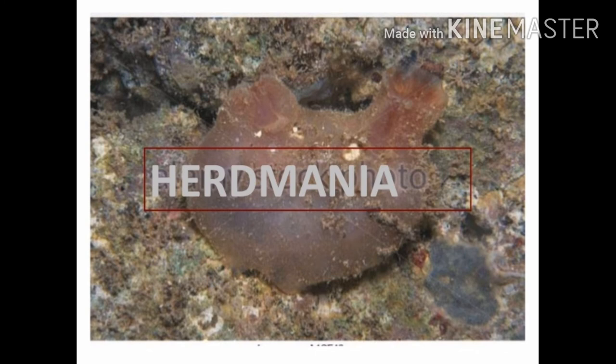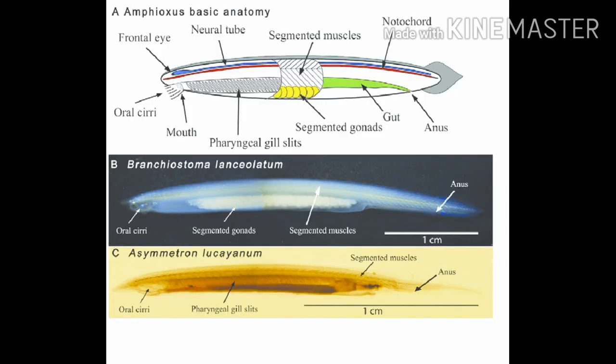Now we will learn the characteristics of cephalochordata. These are fish-like marine animals. Notochord is present throughout the body length. The pharynx is very large and contains gill slits. These animals are unisexual, for example, amphioxus.